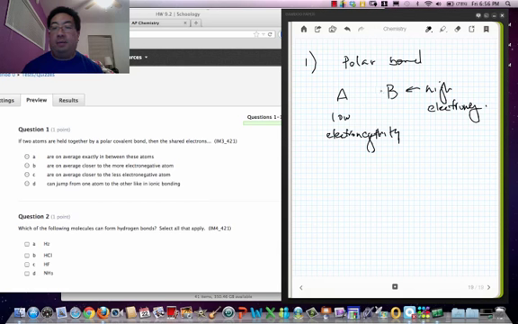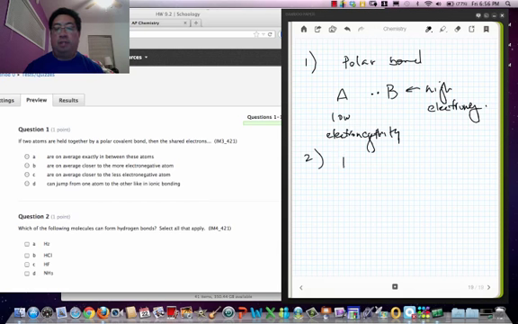What ends up happening is the more electronegative atom, its nucleus has a greater attraction for those shared valence electrons, so that pair would actually be closer to the more electronegative element than the less electronegative one. For number 2, you're looking for hydrogen bonds.